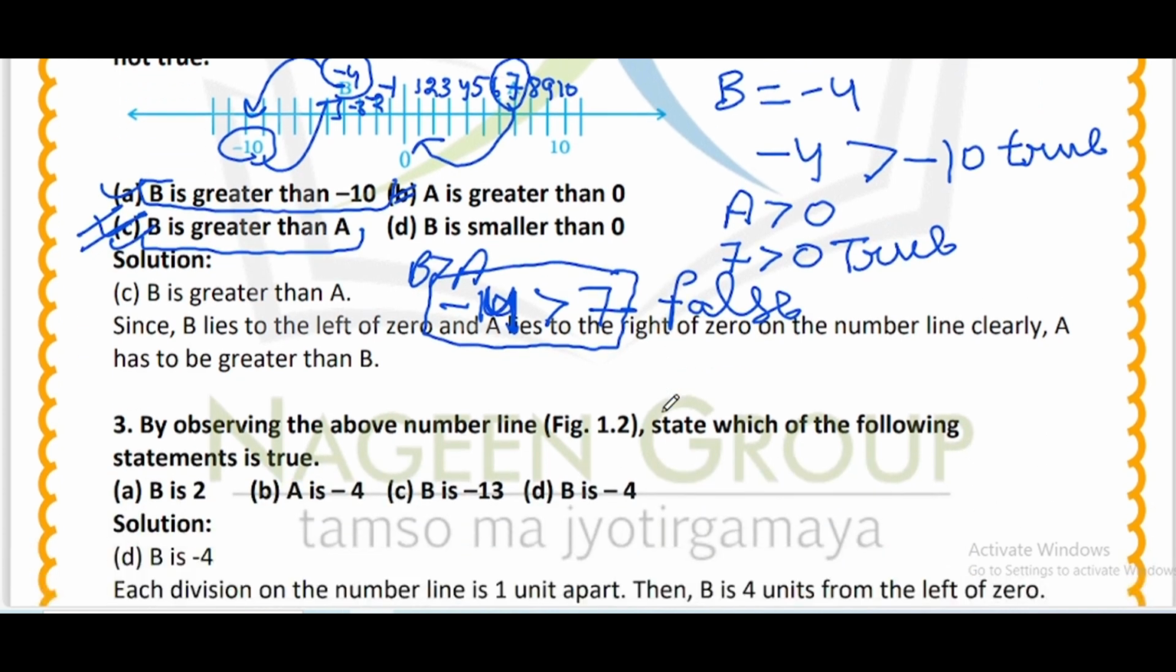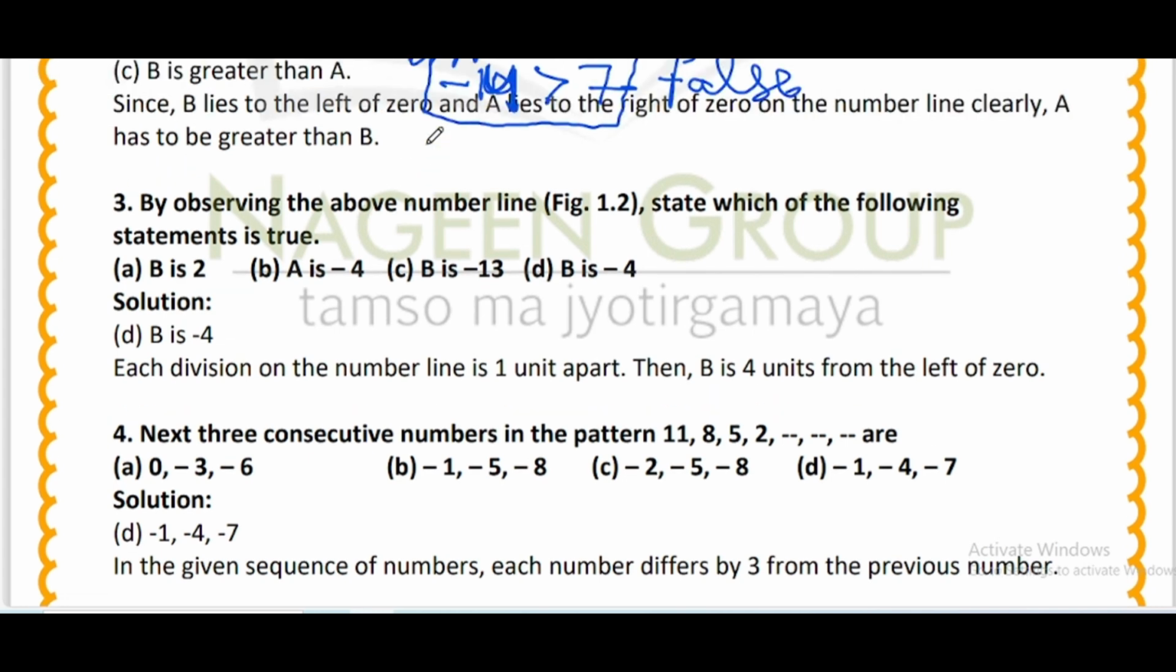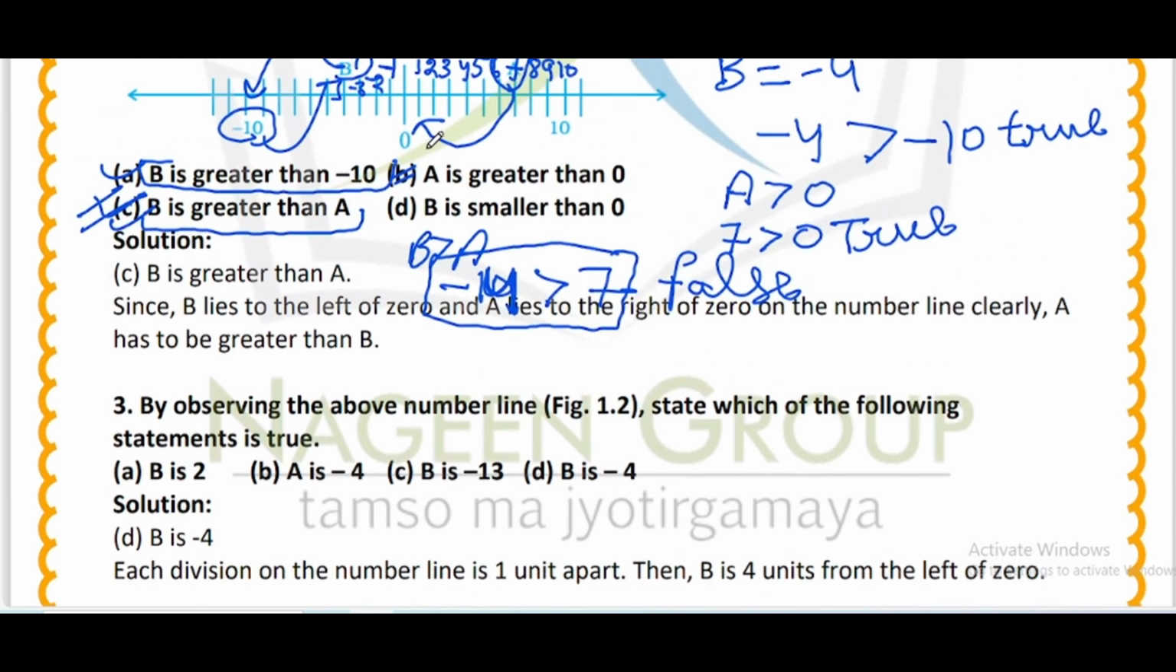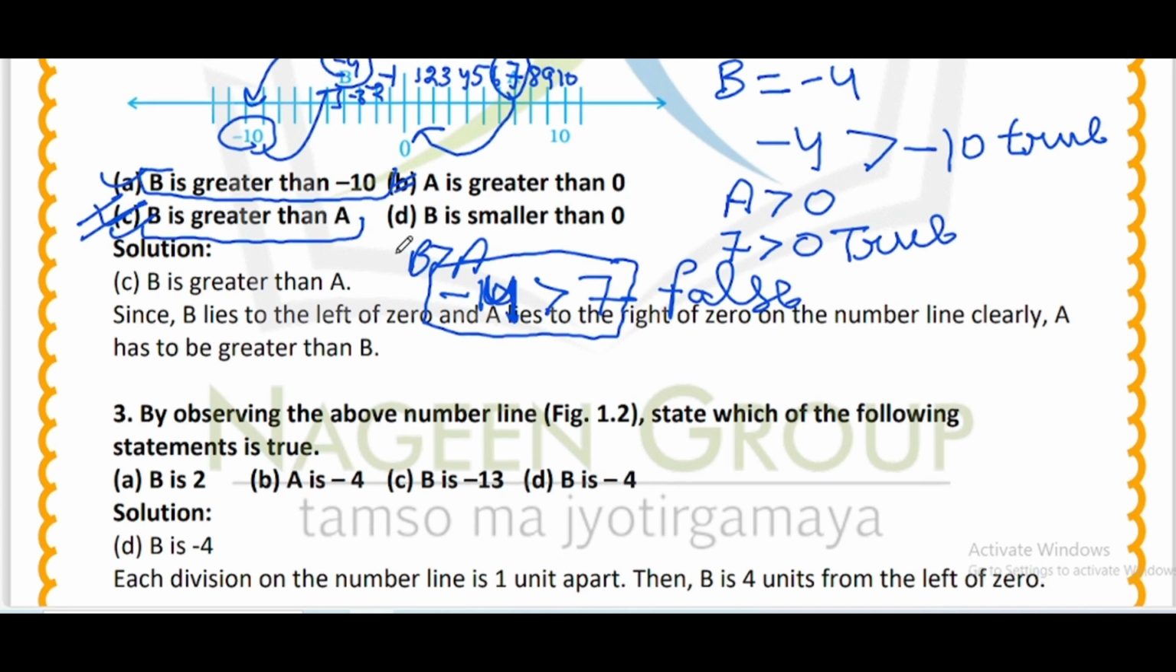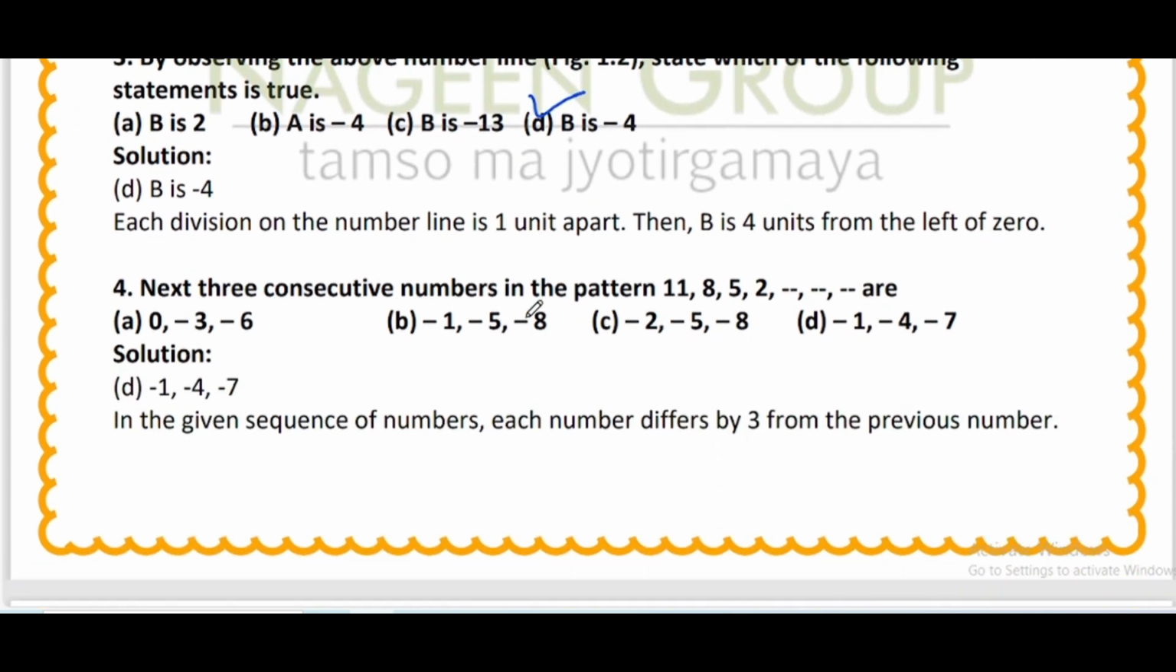Let's see question number 3rd. By observing the above number line, state which of the following statements is true. Let's see. The value of B is, that is -1, -2, -3 and -4. The value of B is -4. Now the correct statement is B is -4. Let's see the next question.